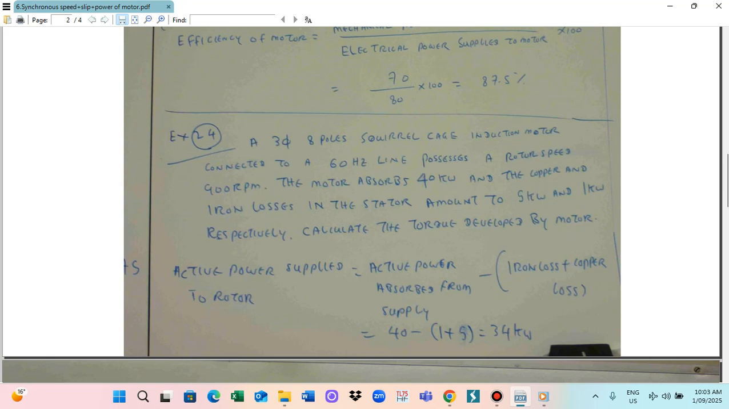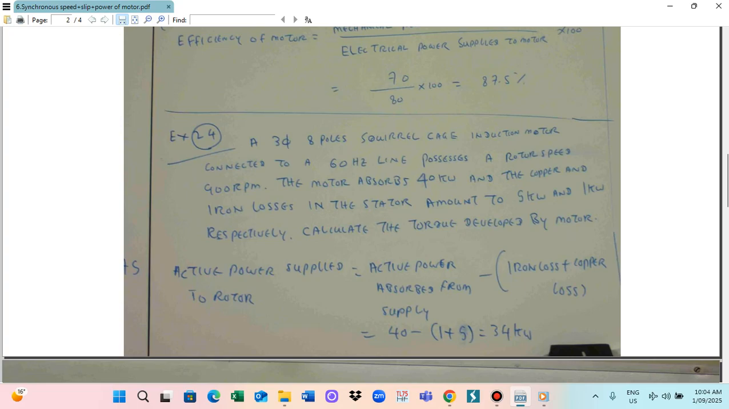Minus iron loss and copper loss. Iron loss plus copper loss. Okay, this one we can calculate. Then we will get 40 minus iron loss, which is already given. Iron loss is 1 kilowatt and the copper loss is 5 kilowatt. So 1 plus 5. Then we use 40 minus 6, so you get 34 kilowatt. So the active power supply to the motor is 34 kilowatt.